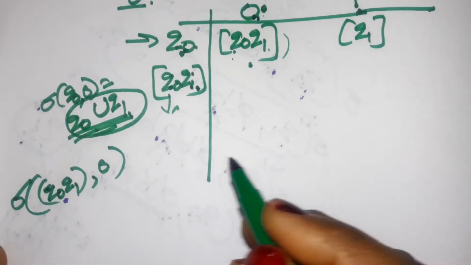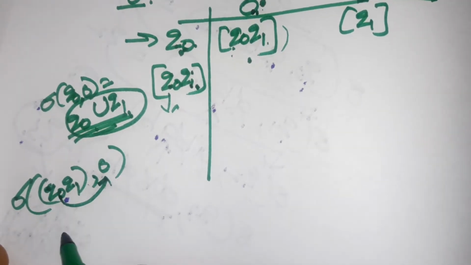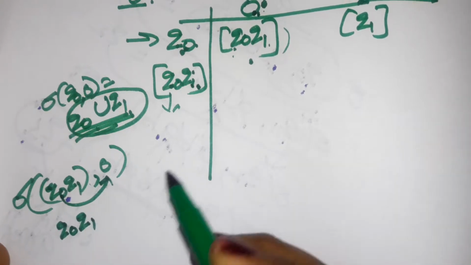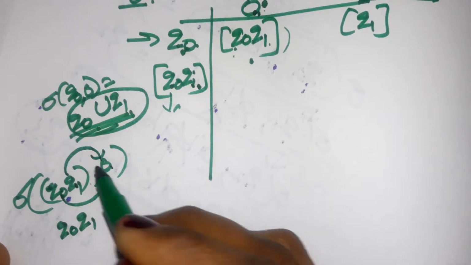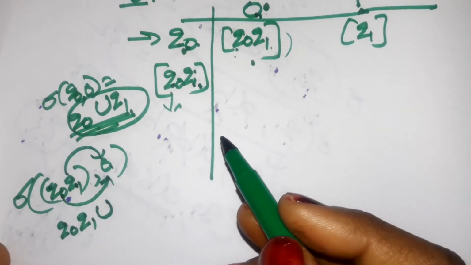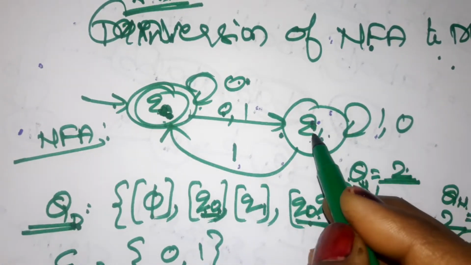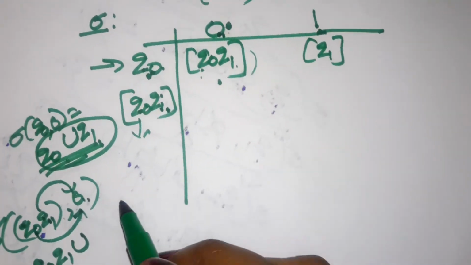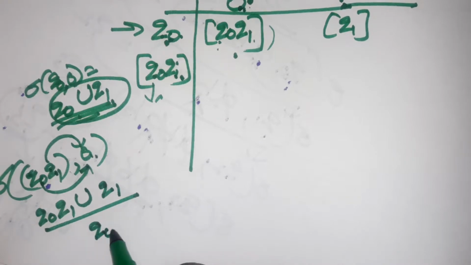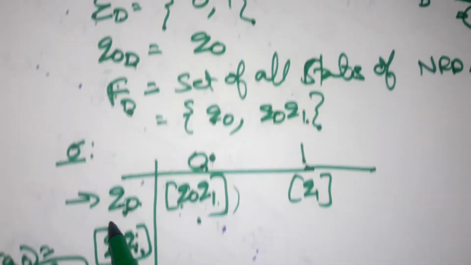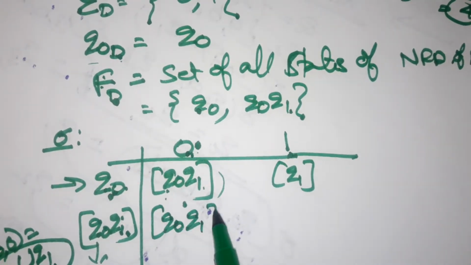Okay, the transition function of Q naught Q1 on 0 means Q naught on 0. Q naught on 0 goes to Q naught Q1. Again Q1 on 0 also you need to apply, so it's better to apply the union. Q1 on 0, where is it going? It is going to Q1. So here Q1 also you can mention. Union means Q naught Q1. So Q naught Q1 on 0 goes to the state Q naught Q1.